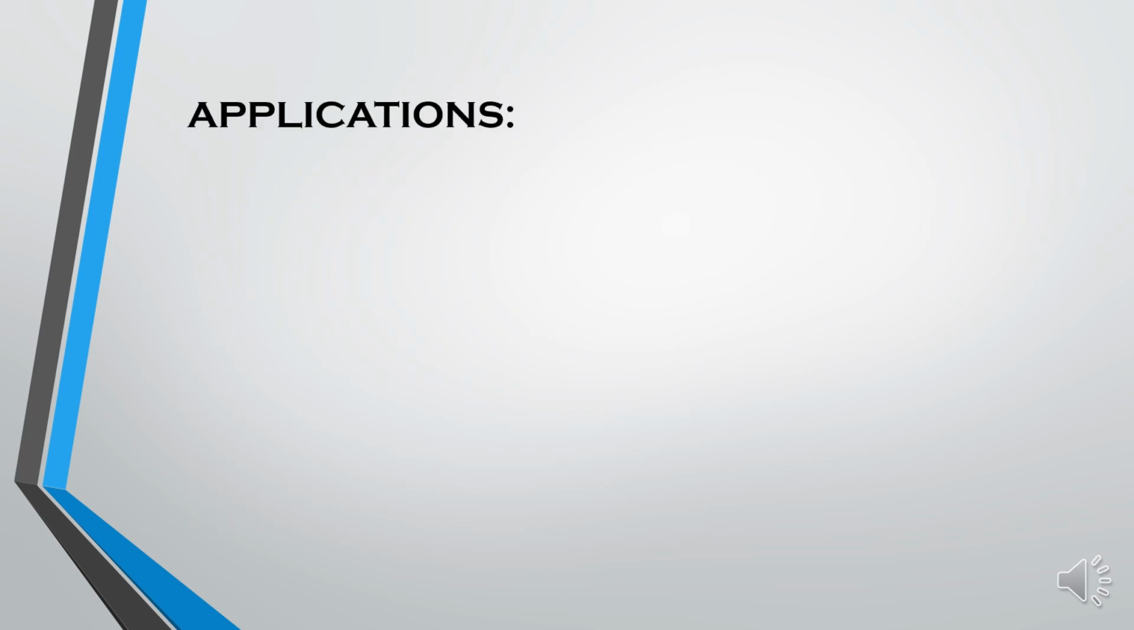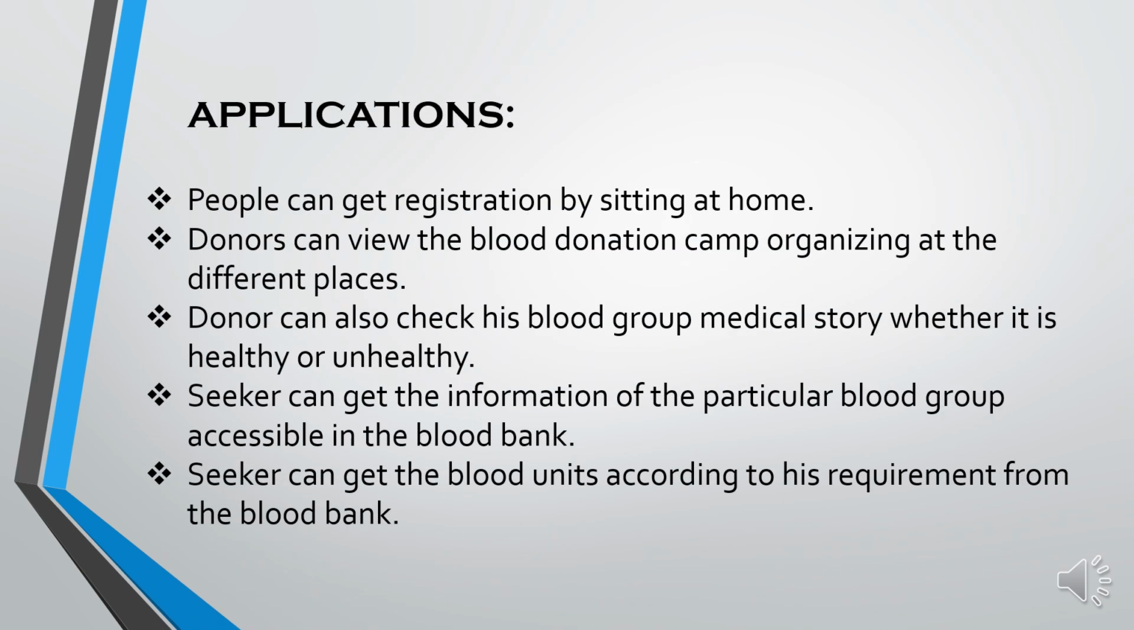So the applications of the system are: people can get the registrations done by sitting at home. Donors can view the blood donation camps being organized at different places. Donors can also check their blood group medical history, whether it is healthy or unhealthy. Seeker can get the information of the particular blood group accessible in the blood bank. Seeker can also get the blood units according to his requirement from the blood bank.